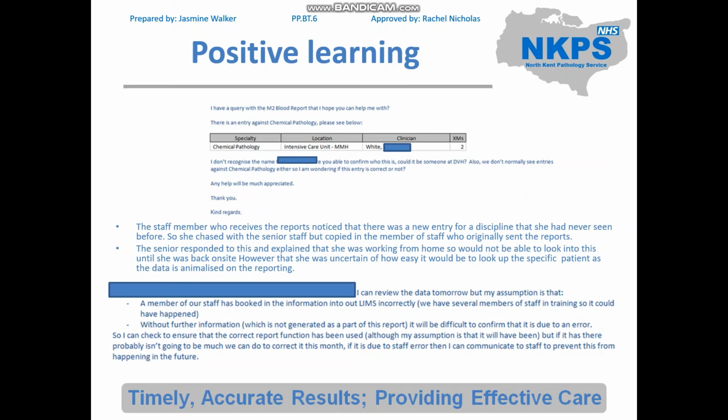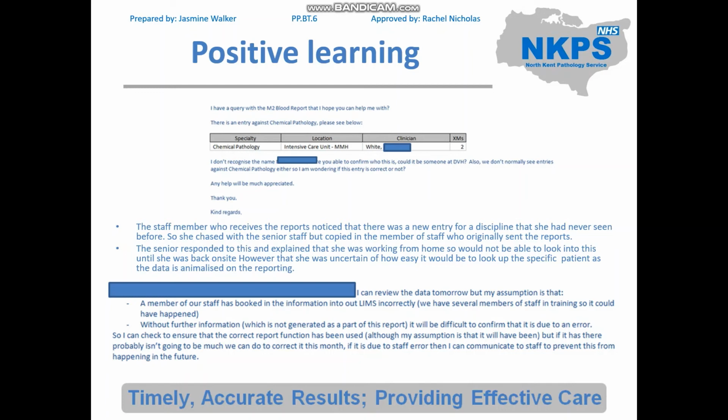However, she was uncertain of how easy it would be to look up a specific patient as the data is anonymised in the reporting. So the response was, I can review the data tomorrow, but my assumption is that a member of staff has booked in the information onto our LIMS incorrectly. We have several members of staff in training, so it could have happened.